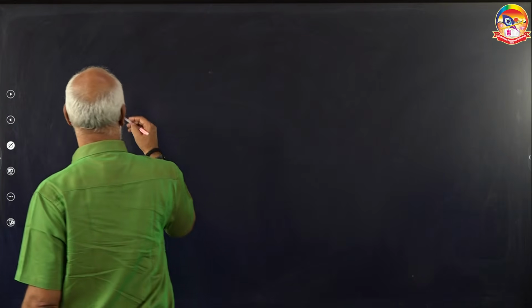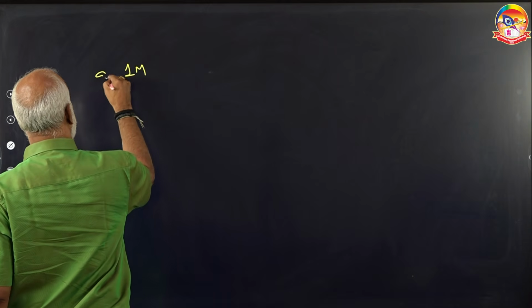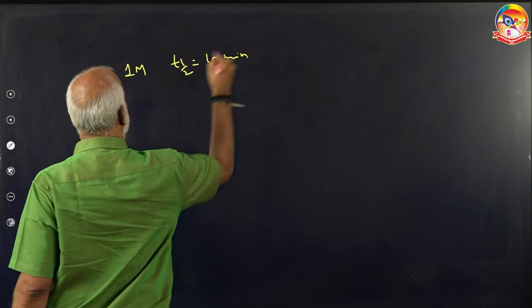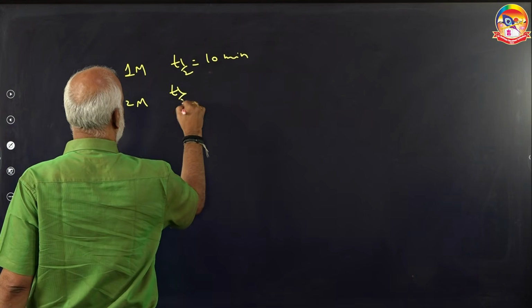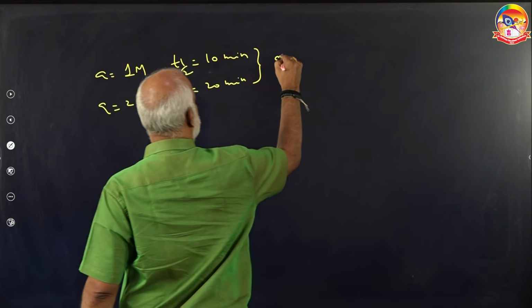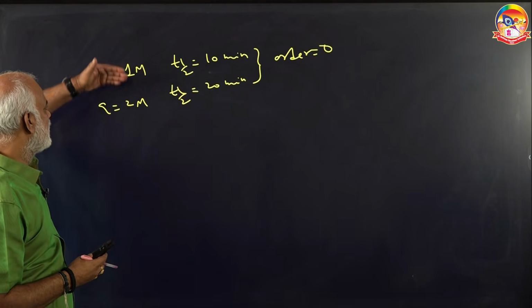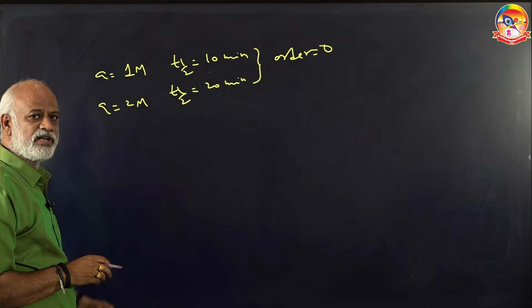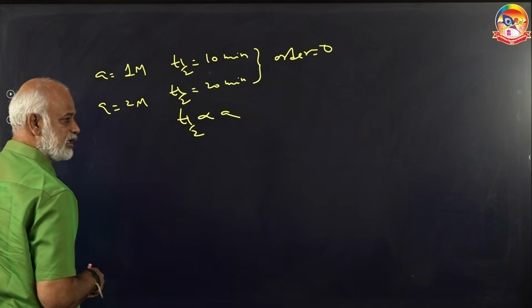Suppose if anybody says 1 molar is A, then T half is equal to 10 minutes. A now becomes, let us say, 2 molar, T half is equal to 20 minutes, then you can say that order is equal to 0. How? When the initial concentration has doubled, then the T half also doubled. So, T half directly proportional to A.